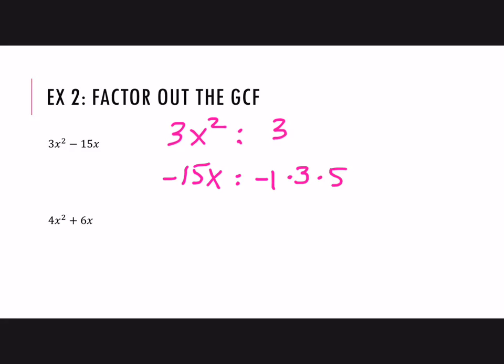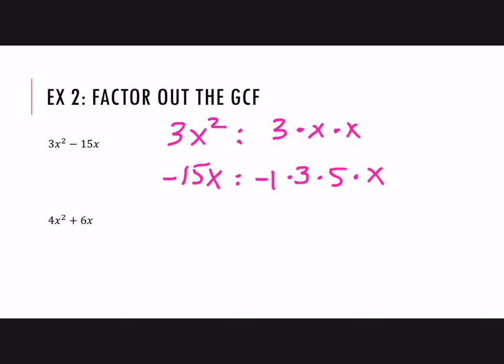And then I go back and look at all of the variables, and I want to break those down so that they each have exponents of 1. So x squared, I'm going to write that as x times x. And then 15x, just have a single x.